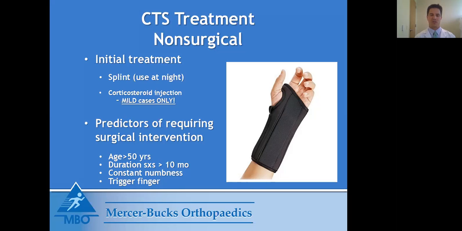But things that we see often, if you're above 50 years old, if your symptoms have been going on for close to a year, if your numbness is more constant, if you have associated trigger fingers, which is a tendon problem where tendons get stuck going through little tunnels in the fingers, some of these are things that sort of predict that you're probably going to end up needing a surgery for the problem.